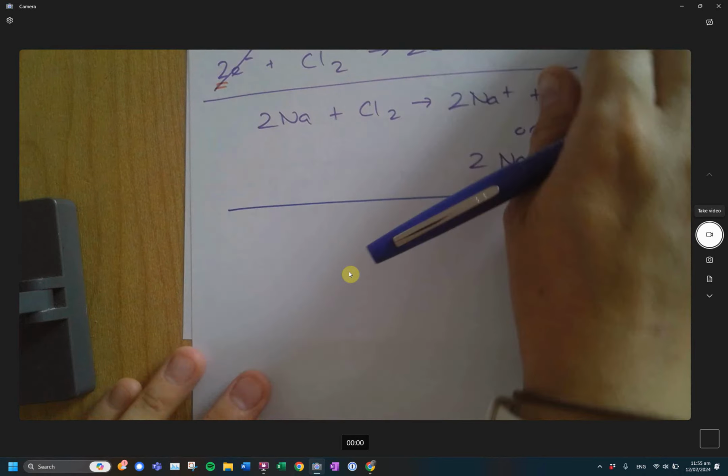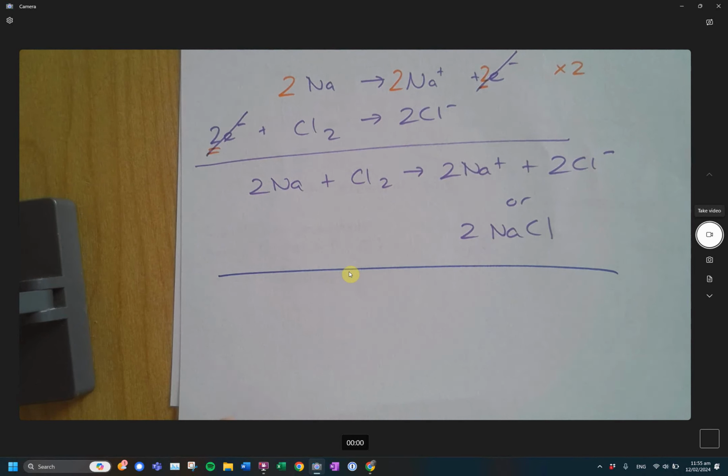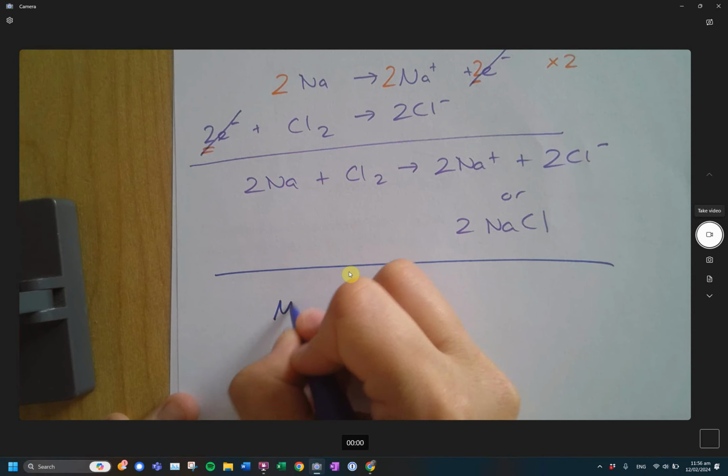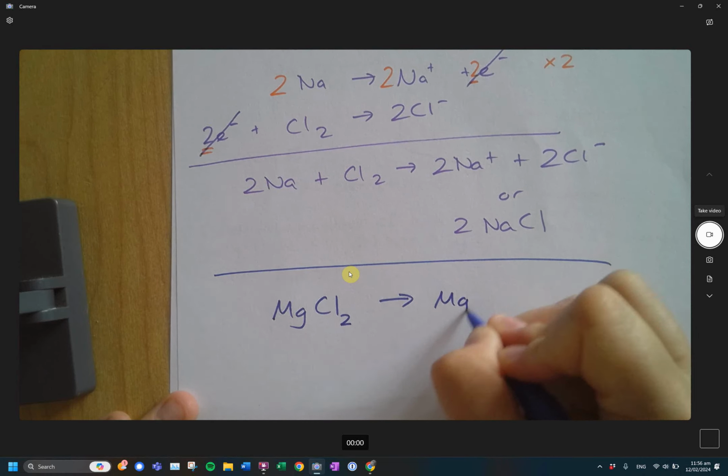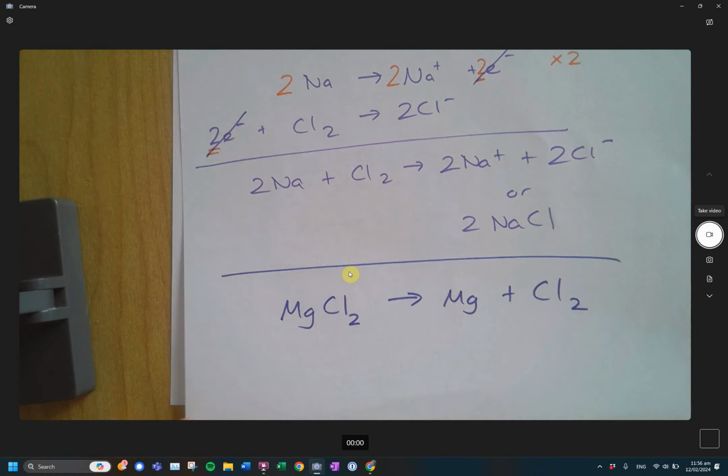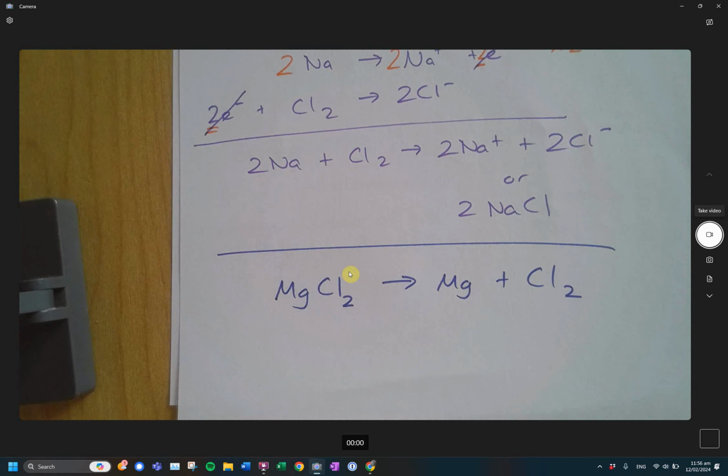All right, let's do another example. Let's say I was starting with magnesium chloride and I'm making magnesium and chlorine gas. Are we okay with that so far? All right, let's pull this apart so I can figure out my redox equation.